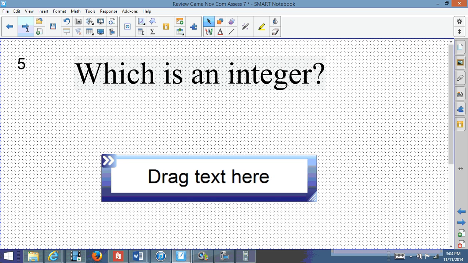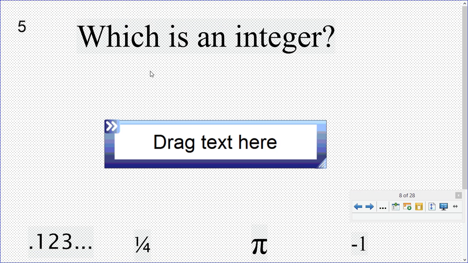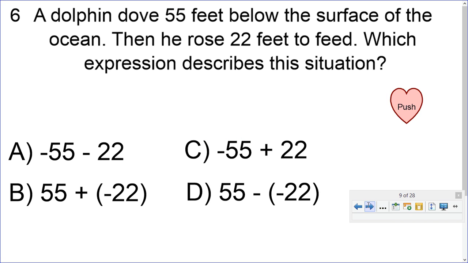All right, here's one you can try on your own: which is an integer? We talked about that before.